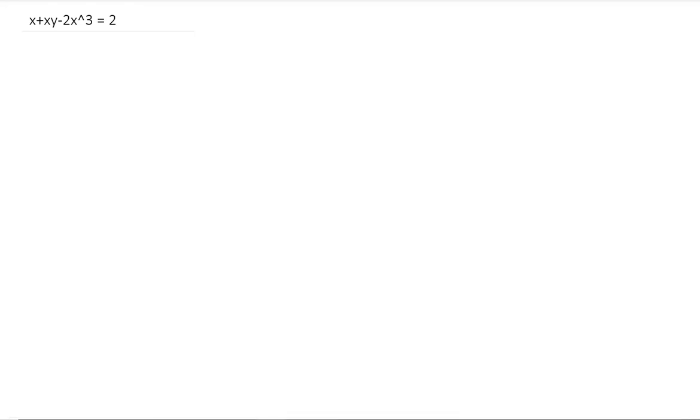Okay, so today we're going to be going over some implicit differentiation. Implicit differentiation can be really tricky if it's your first time seeing it, so let's just go ahead and jump right in. So we need to use implicit differentiation to solve this equation.